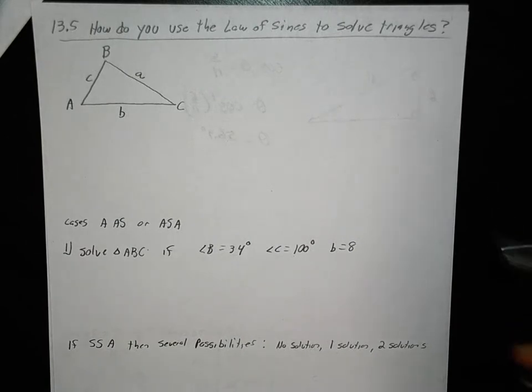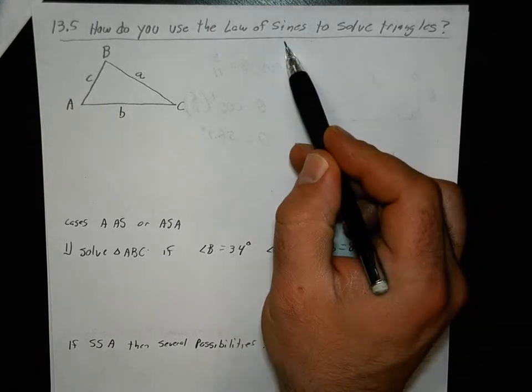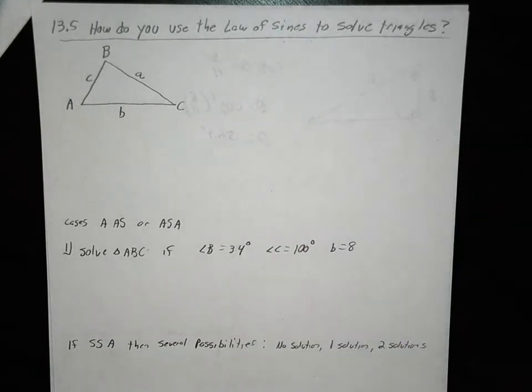If we don't have a right triangle, we can't use the standard trig ratios. We have to use something else. The law of sines is one that we can use. Now let's first look at where the law of sines comes from.